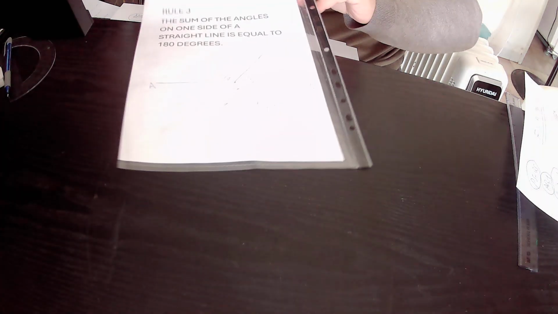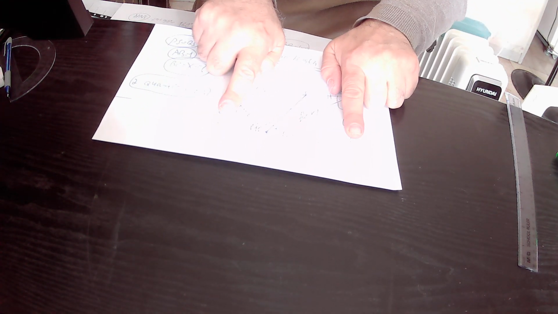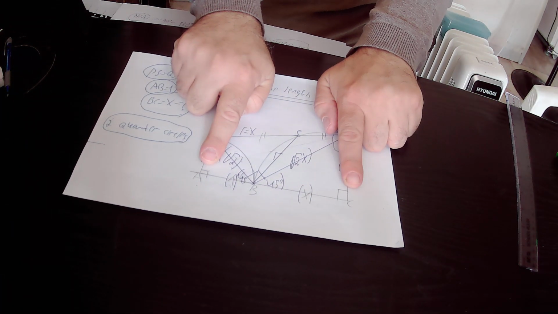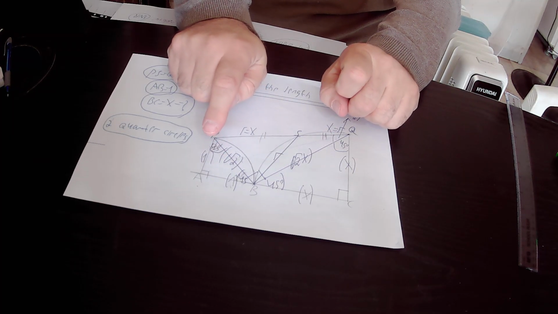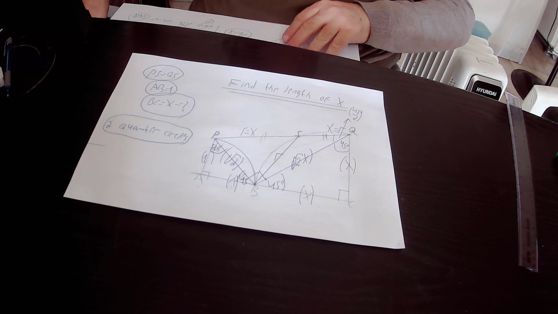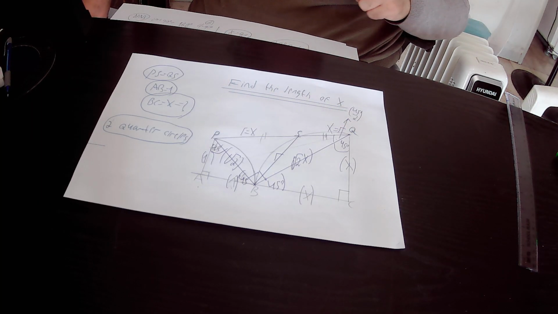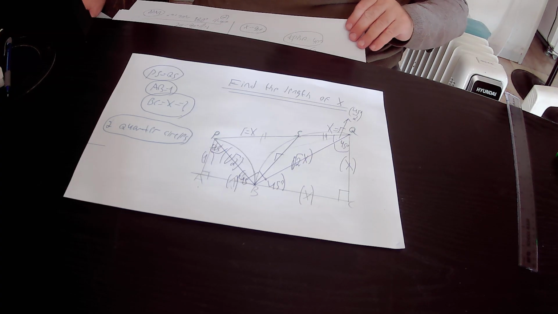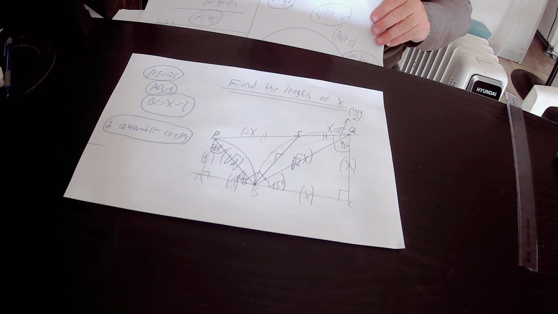We actually can implement rule number 3 in our drawing. Why? Because in our drawing, if we focus on the upper side of the straight line AC at point B, here the sum of the angles must be equal to 180 degrees according to rule number 3. So I copied the straight line AC in the new page and we implemented rule number 3 in the straight line AC.